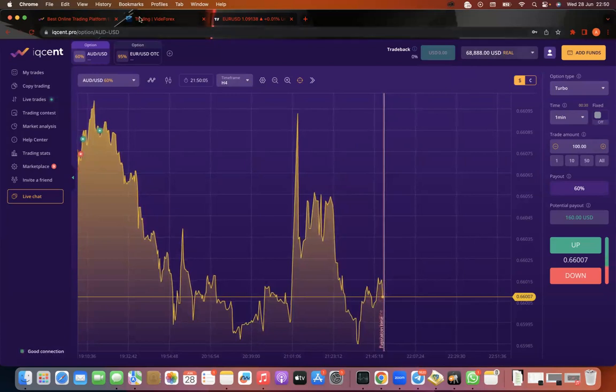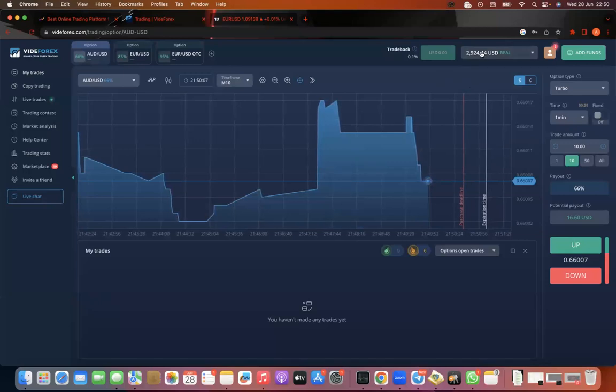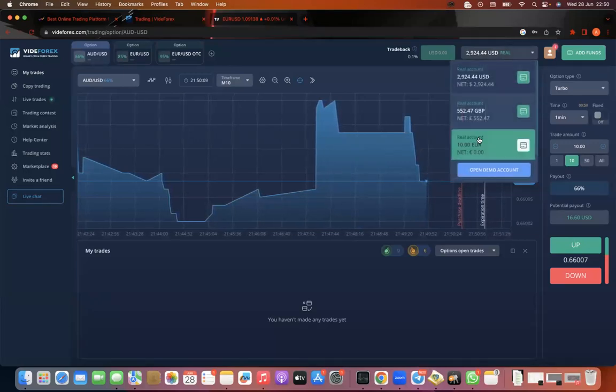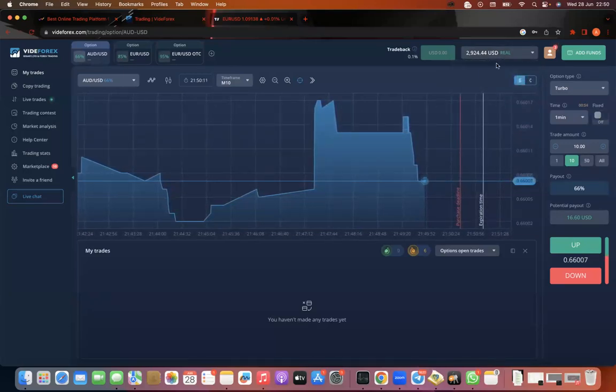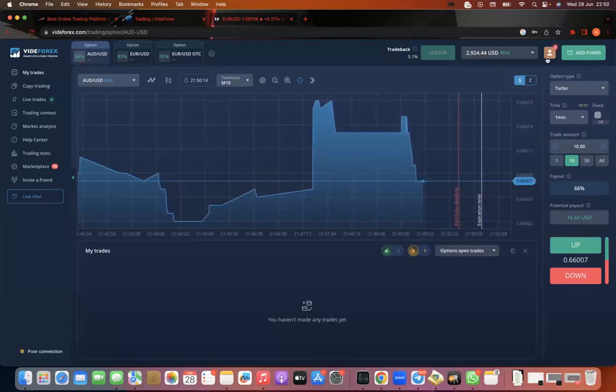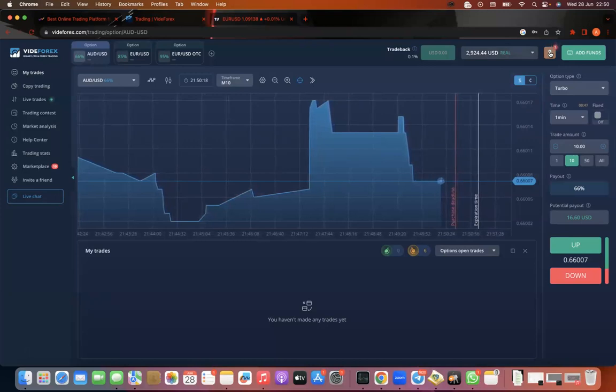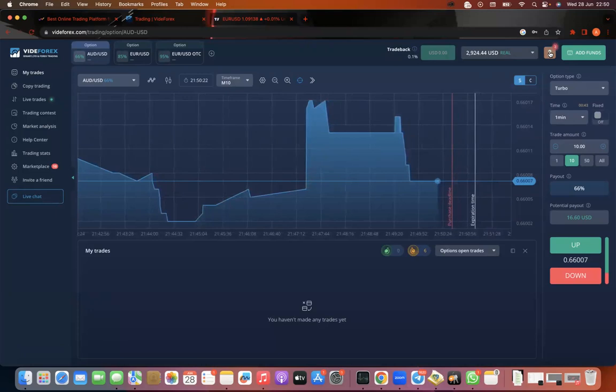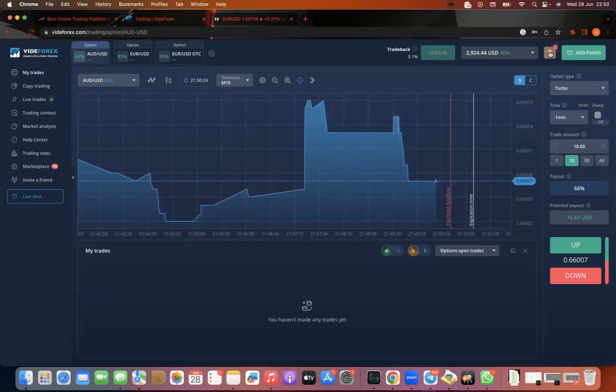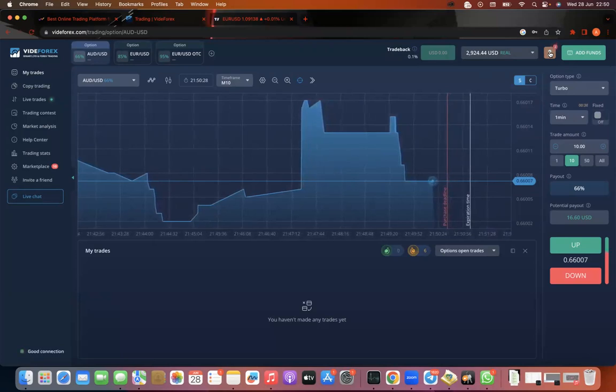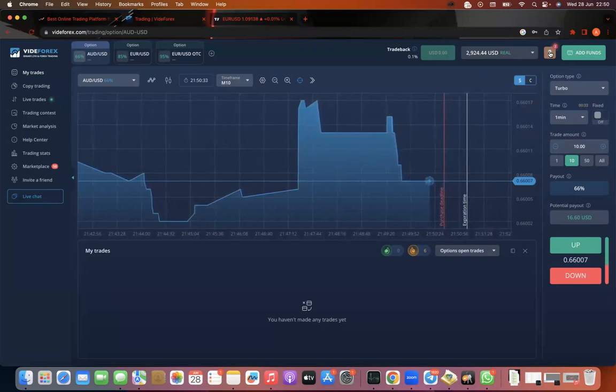If you click on this, you can see it here and you can open your demo and all of that here. If you click on this particular one, which is beside this one, they have multiple brokers. This is actually Vice Forex broker. It's exactly similar to Iqcent, the same platform and everything. So what I'm teaching here on Iqcent also works on Vice Forex, works on binary cents, works on risk options, and all of them.